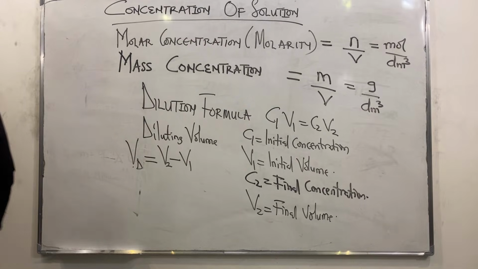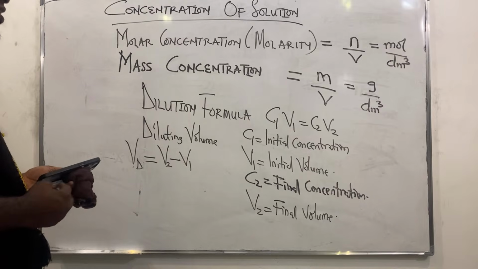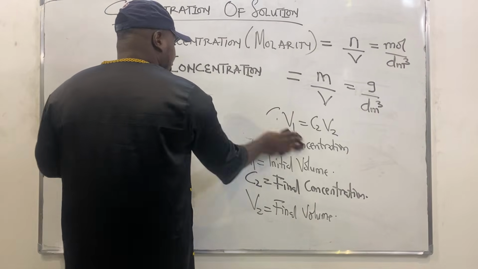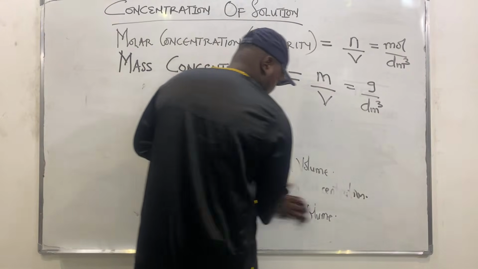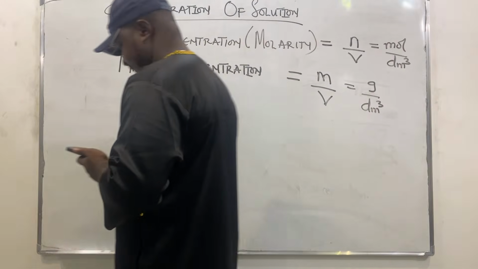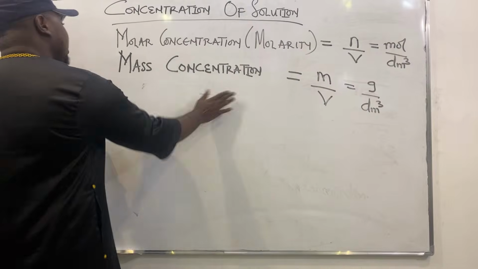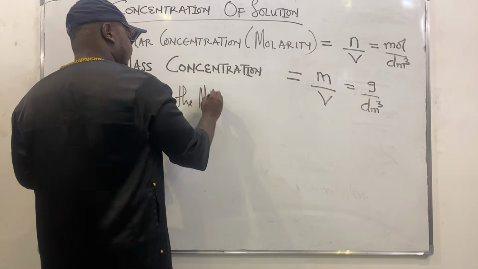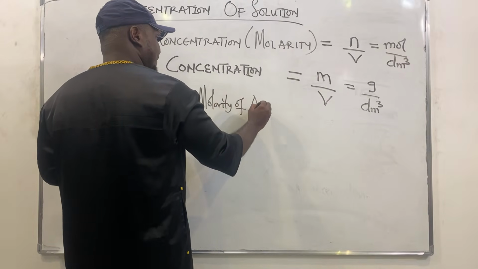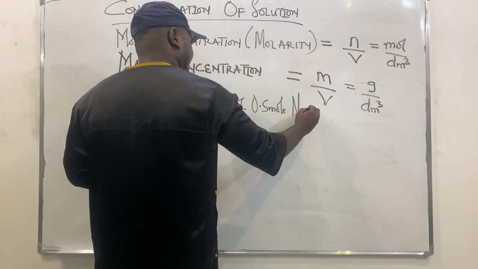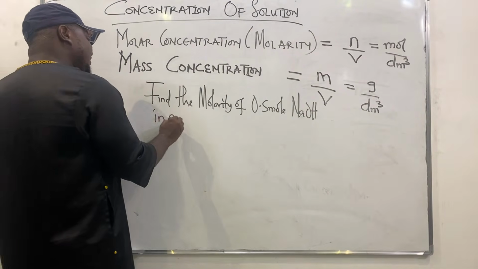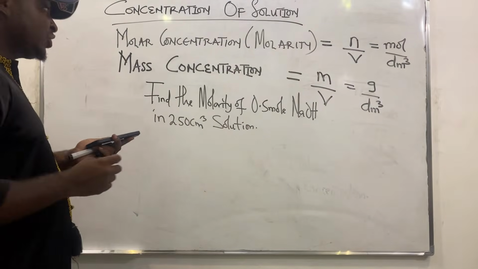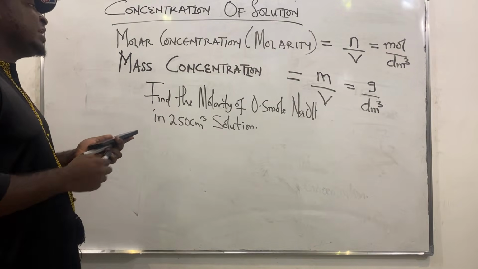First question, find the molarity. Find the molarity of 0.5 mole NaOH in 250 cm cube solution.